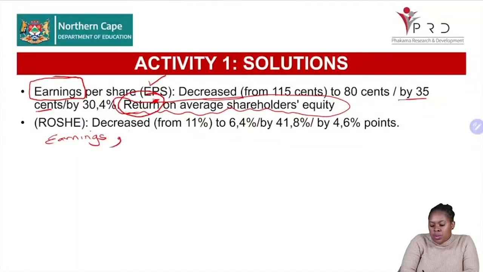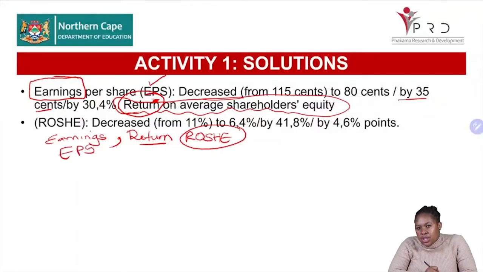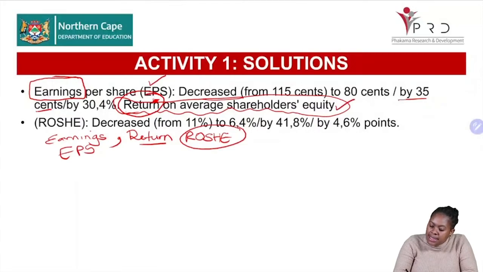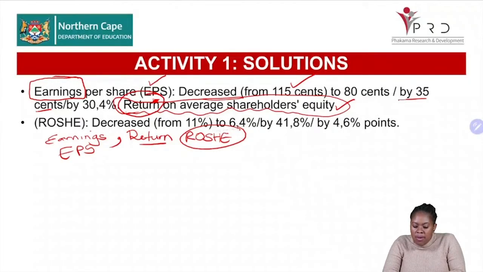And they also said you must talk about the return. And the return is the ROSHA. The earnings is the EPS, which is the earnings per share. And then you walk away with your 2 marks plus the trend of that one. And then we quickly look. It decreased from 11% to 6.4%.